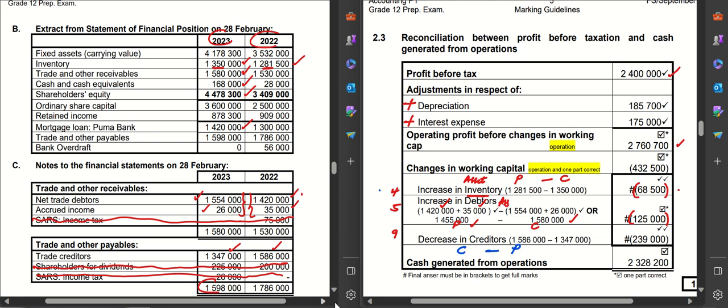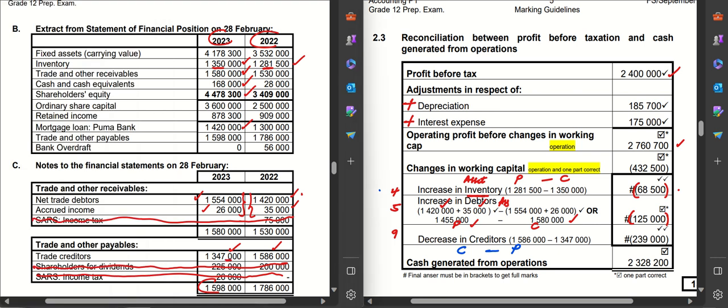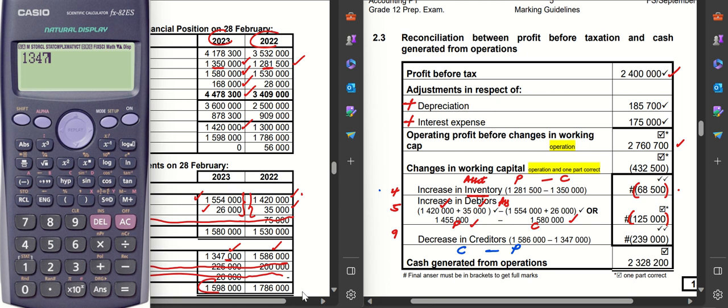All right, let's go to the calculator. So which one is my current? My current is 1,347,000. That is my current, this one here. Then I say minus my previous. My previous is the 1,586,000. And then how much do I get on my calculator? A negative 239. Hence you see I have brackets here.